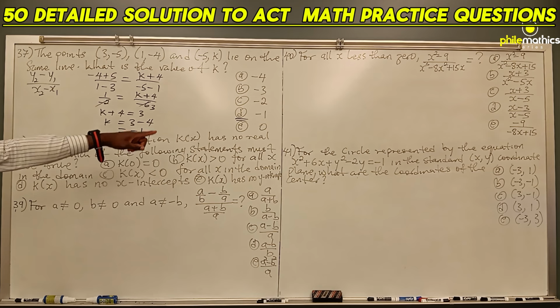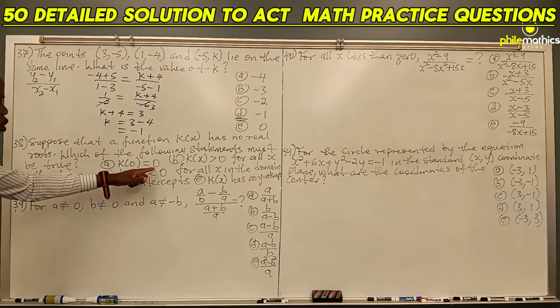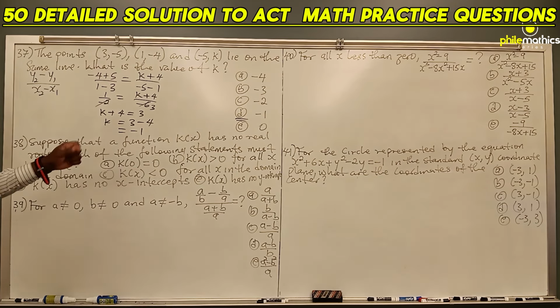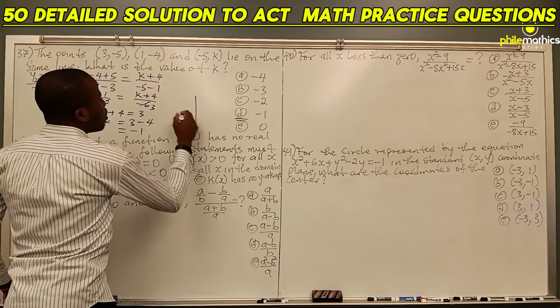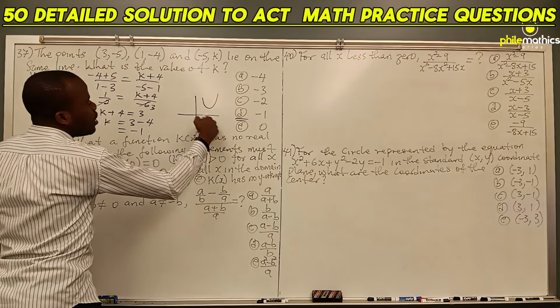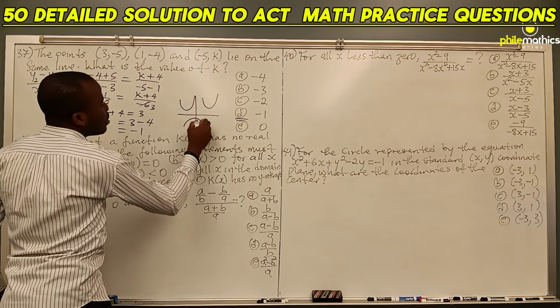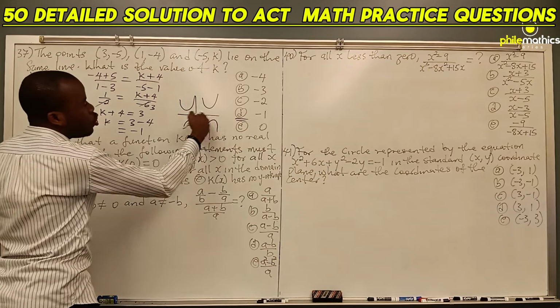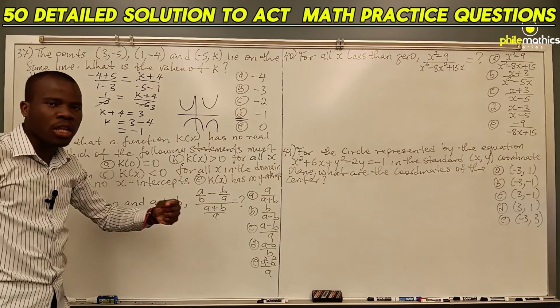Suppose that a function k of s has no real root. Which of the following statements must be true? For a function not to have a real root, it means the function is either lying above or below the x-axis, not touching it. It can touch the y-axis, that doesn't matter, but it doesn't have an intercept with the x-axis.